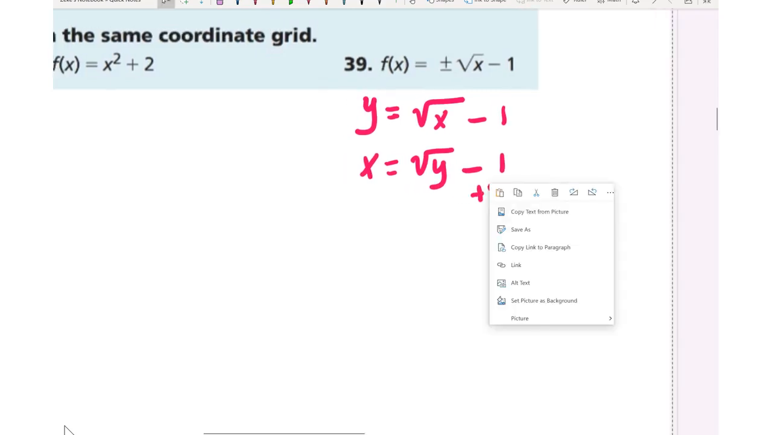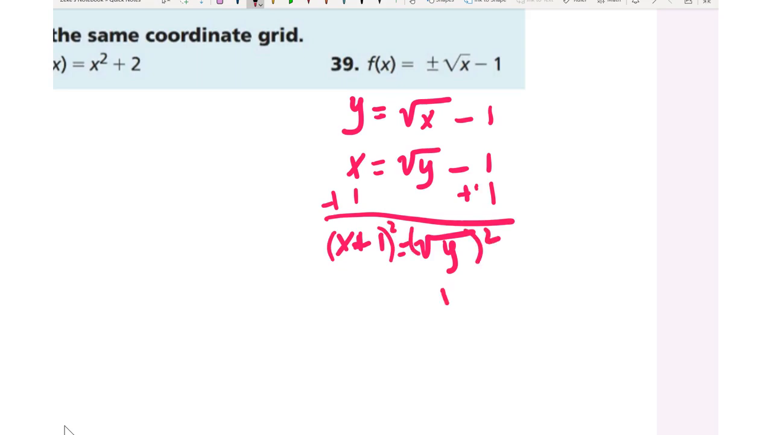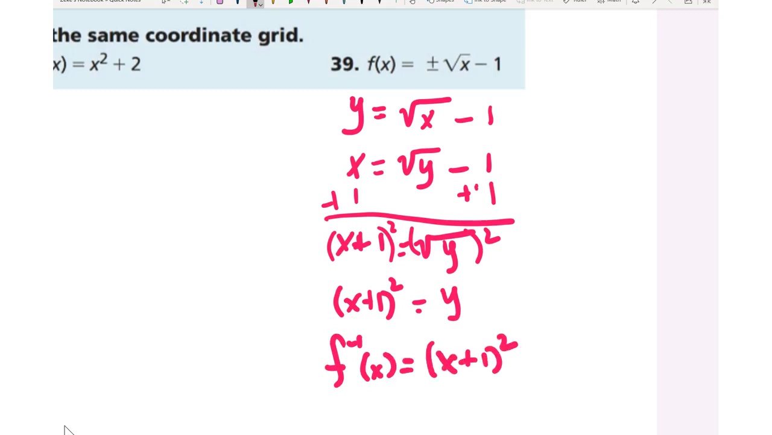What you're going to do next is add 1 to both sides. So you have x plus 1 is equal to the square root of y. Then you're going to square both sides. So you have y is equal to x plus 1 squared. So the inverse will be x plus 1 squared.